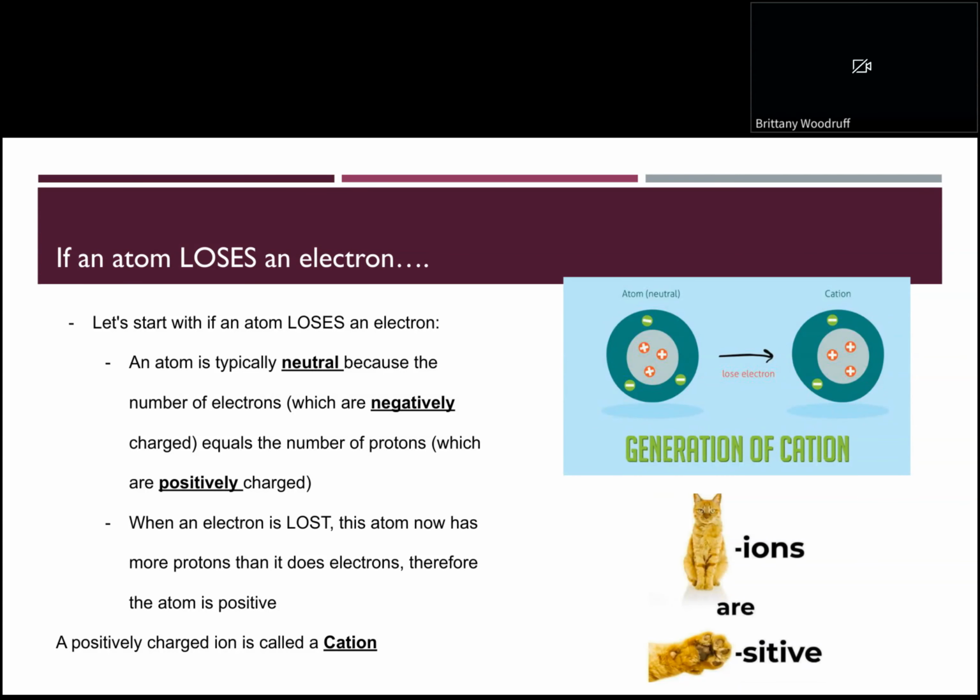So an atom is typically neutral because the number of electrons, which are negatively charged, equals the number of protons, which are positively charged. When the electron is lost, the atom has more protons than electrons, therefore the atom is more positive. A positively charged ion is called a cation. The way that I remember this, cations are positive, like a little cat claw.